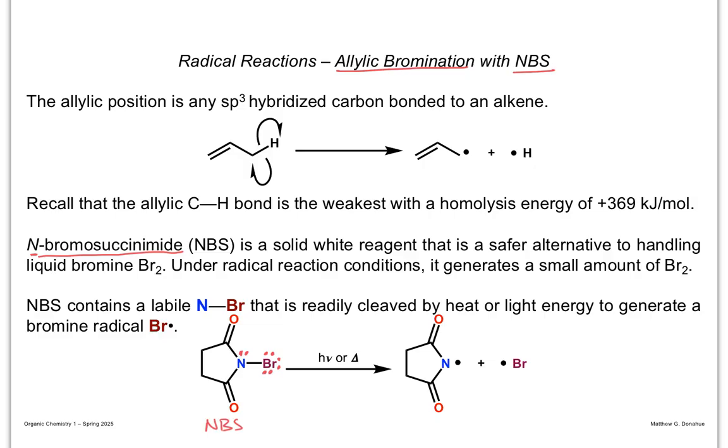The allylic position, as a reminder: there's our alkene, our carbon-carbon double bond. Those two carbons are sp2 hybridized. The allylic position is an sp3 hybridized carbon right next door. We saw that those are the easiest type of CH bonds to cleave, so we can cleave that through homolysis. That generates an allylic carbon radical and then hydrogen. So what NBS is going to do is specifically target allylic hydrogens.